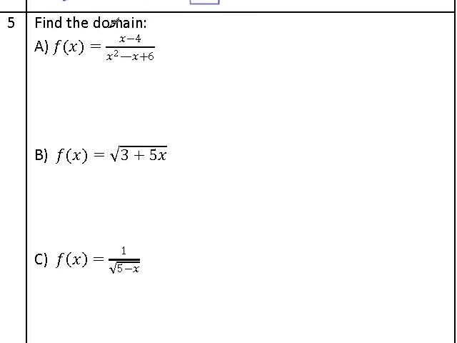And here in number 5, we want to find the domain. Remember, loosely, the way we think of the domain, we think of it as all possible x values that can be substituted into our function and that yield a y value. When we have, in A, a rational function, we have a denominator, and we know that the denominator can't be 0. So let's figure out which x values yield a 0 denominator.